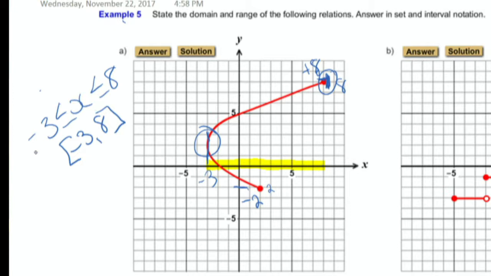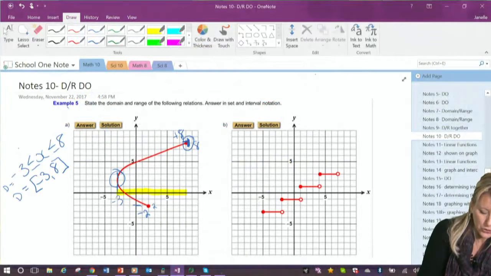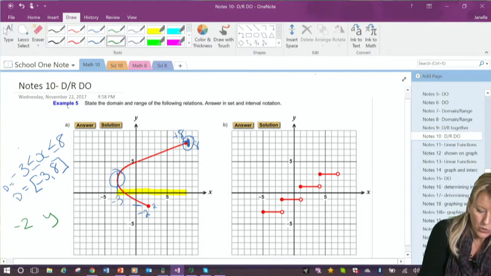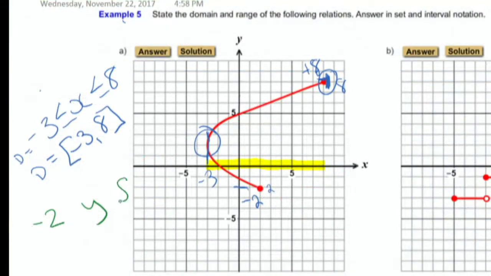Okay? A lot of times it's best if you put d equals so that you can tell the difference, because especially in interval notation, if I didn't have that d equals, you wouldn't know whether I'm looking at domain or range. And then the range goes from the bottom point, which is -2, and we go all the way up to 8.